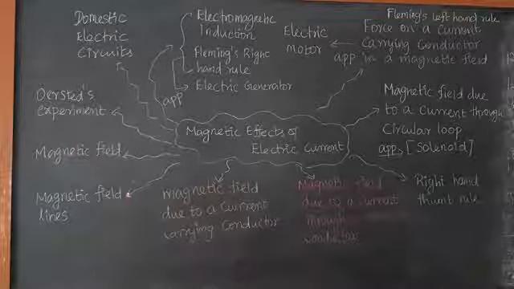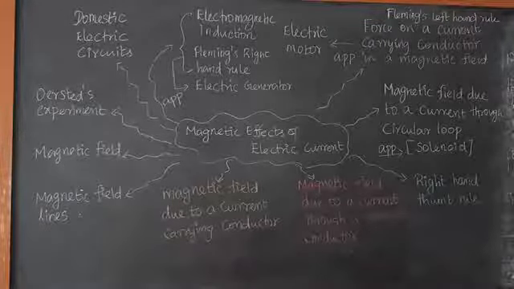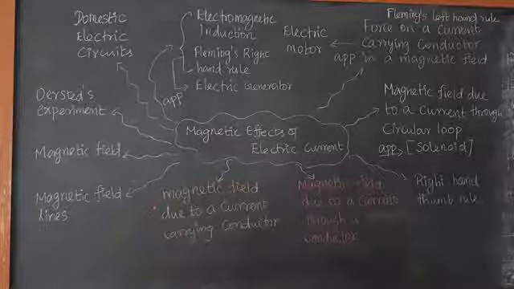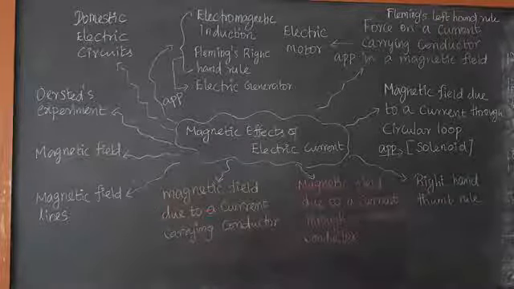And the next one is magnetic field lines. In that we are going to see the properties of magnetic field lines. And the next one is the magnetic field due to a current carrying conductor. If a conductor carries some current, then what about the magnetic field?